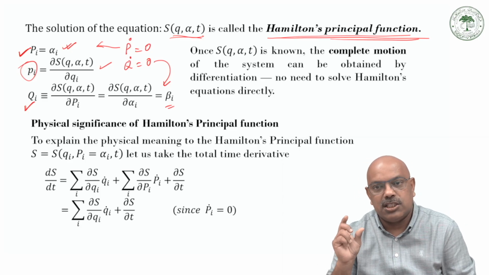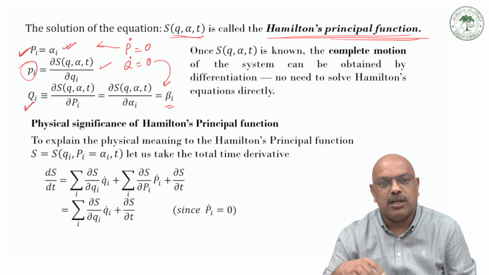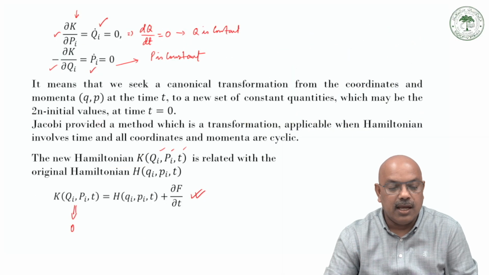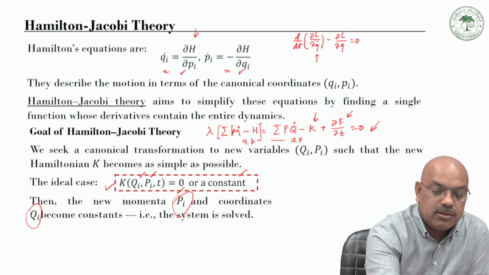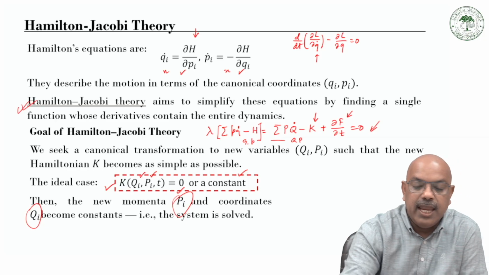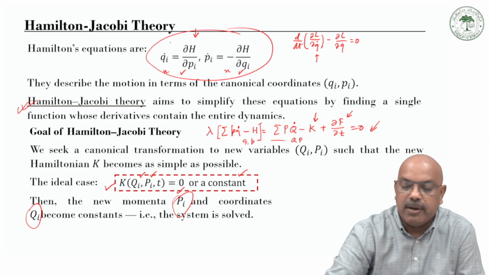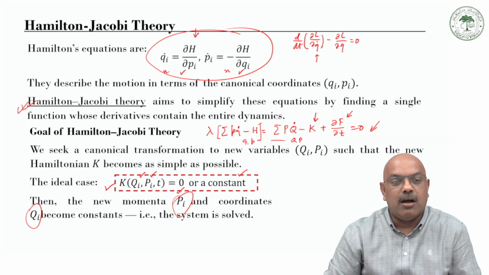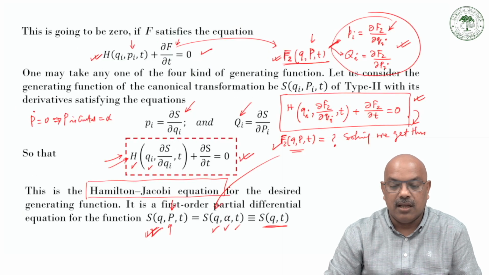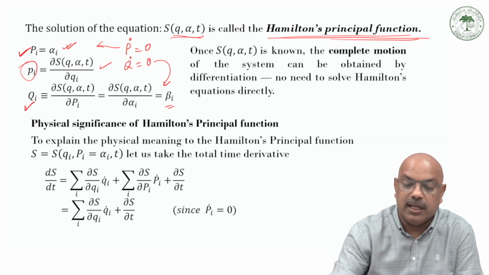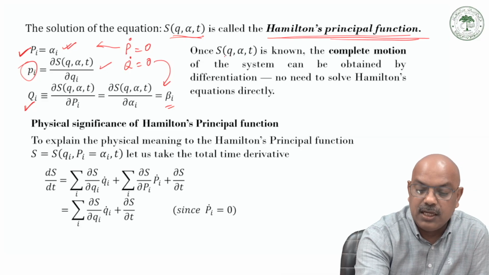So once you know this principal function, that is going to give you all the information. That's why I've written that Hamilton-Jacobi theory aims to simplify these equations of motion by finding a single function whose derivative contains the information about all the dynamics of the system.